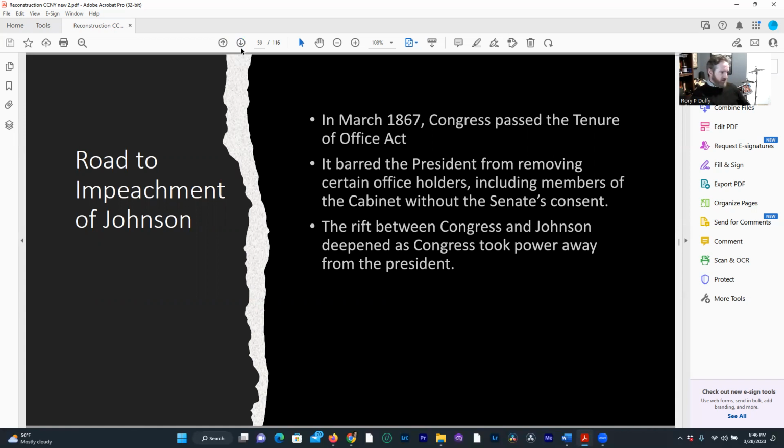If he doesn't want a new Secretary of Education or Transportation or Housing today, I mean, Biden has the right to just ask for somebody's letter of resignation. Now, what they're going to do in putting Johnson in a corner is pass the Tenure of Office Act, which barred the president from removing certain office holders, including members of the cabinet, without the Senate's consent.